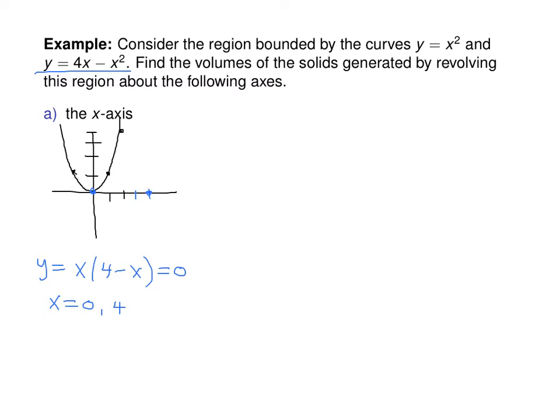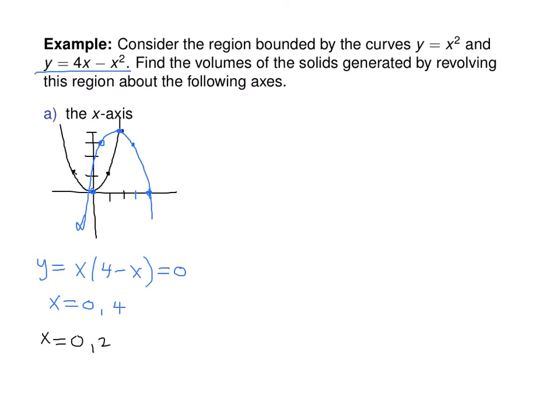And let's just plug in the values in the middle to get an idea of where the curve is. When you input 1, we get 3. When you input 2, we get 4. Oh, intersection point, look at that. When you input 3, we will get 3 again. So there we have our region. The points of intersection are at x equals 0 and x equals 2.